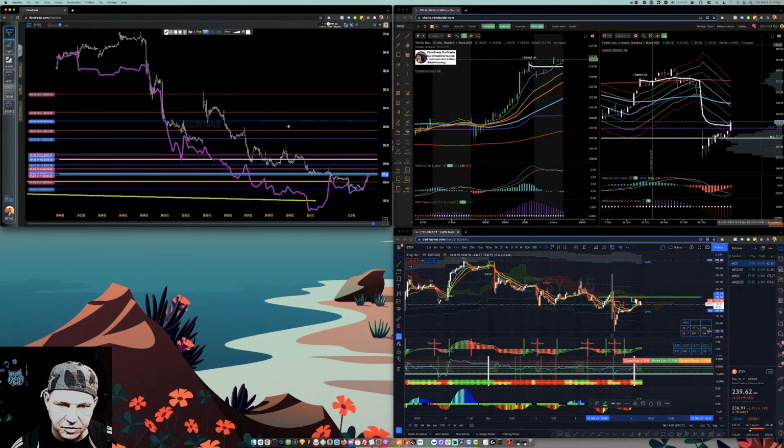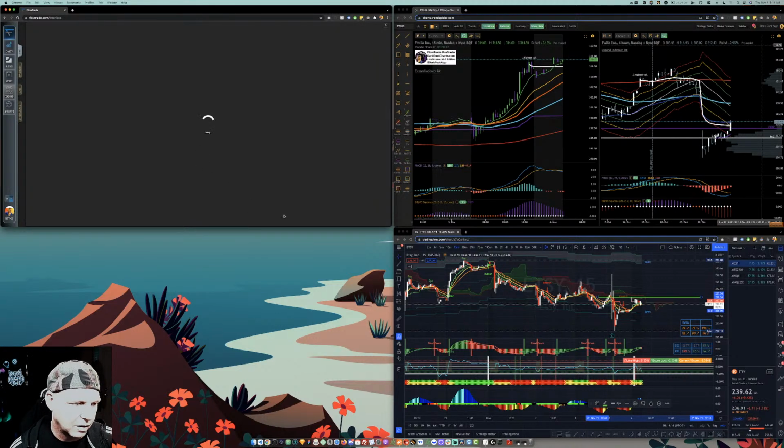The algo is making higher highs and higher lows, right? So the algo's kind of shifted direction, and all of this little divergence over here has been played out. So look for the algo to continue to rip PayPal price action up with it, right?